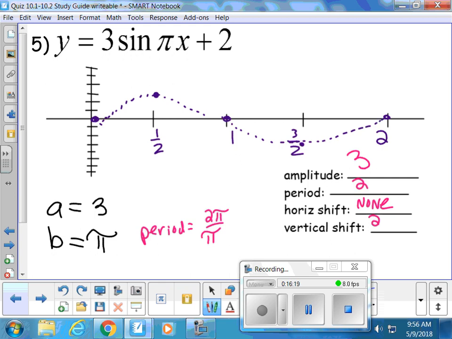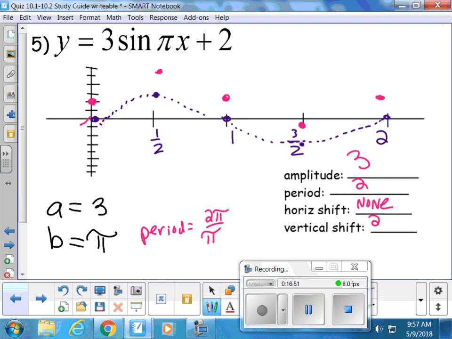What was our shift? It's up 2. So move this little blue dot up 2. Move this little blue dot up 2. So he's up at 5 now because he was at 3. Move this dot up 2. He was at 0, so he's now at 2. This guy was at -3, so now he's at -1. And this guy was at 0, so now he's up at 2.